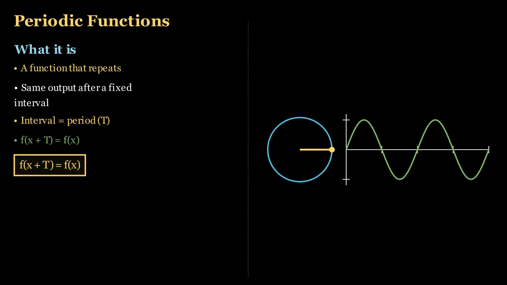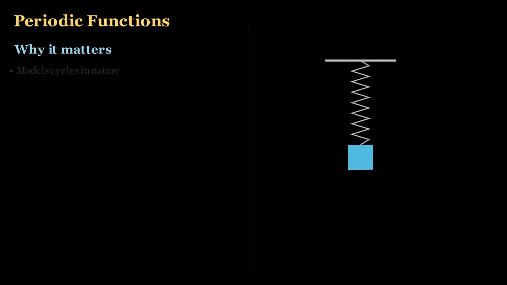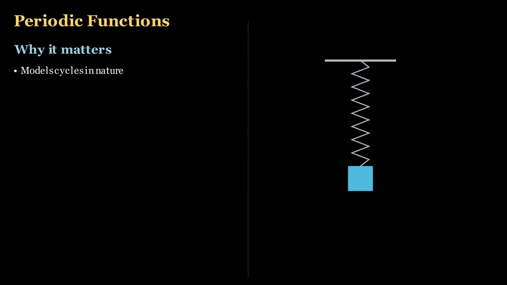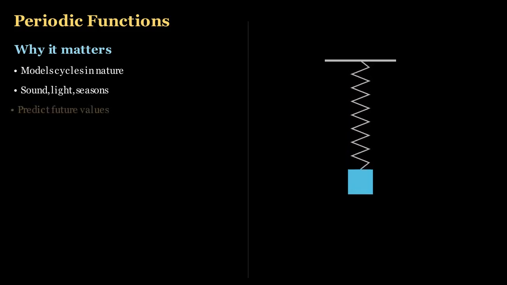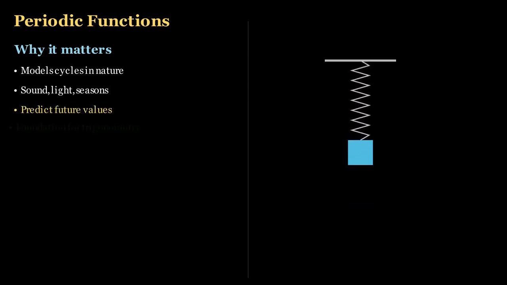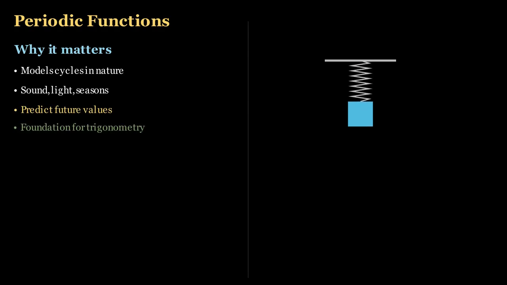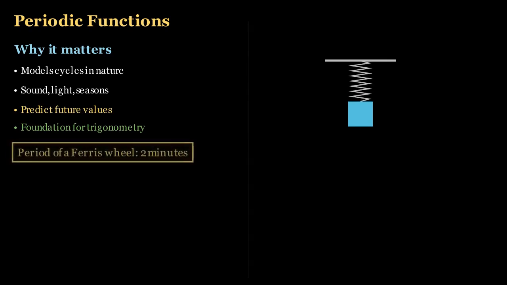Why do we care about repeating patterns? Because the world is full of cycles. A swing goes back and forth, a guitar string vibrates, the sun rises and sets. If we can describe these with a function, we can predict what happens next. For example, knowing a Ferris wheel's period tells you exactly when you'll be at the top again. In calculus, periodic functions are the gateway to trigonometry, which lets us model waves, sound, and light. So, periodic functions turn a repeating pattern into a tool we can analyze and use.